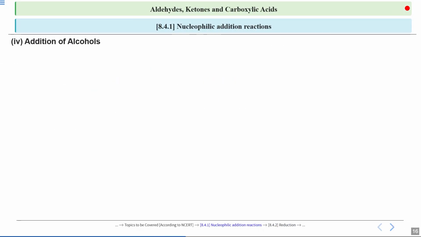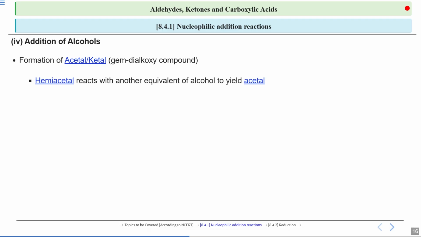Now we will discuss the formation of acetal and ketal. Earlier we saw that when you react an aldehyde with alcohol in presence of HCl, you get a hemiacetal, and when you react a ketone with alcohol and dry HCl, you get a hemiketal. Now we will see the formation of acetal and ketal. When a hemiacetal reacts with another equivalent of alcohol, it yields an acetal. Similarly, when a hemiketal reacts with another equivalent of alcohol, it forms a ketal.